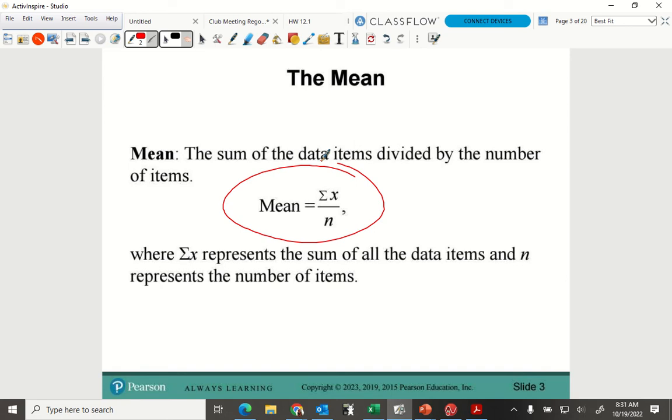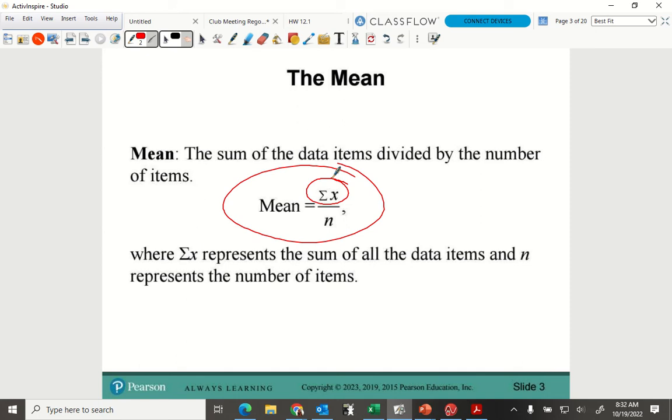The mean is the sum of the data items divided by the number of items. So, symbology: the sum of x, that's the Greek symbol, divided by how many. By sum, that means I add all the numbers together, and then I divide by the number of items. So hopefully you guys could actually get that.